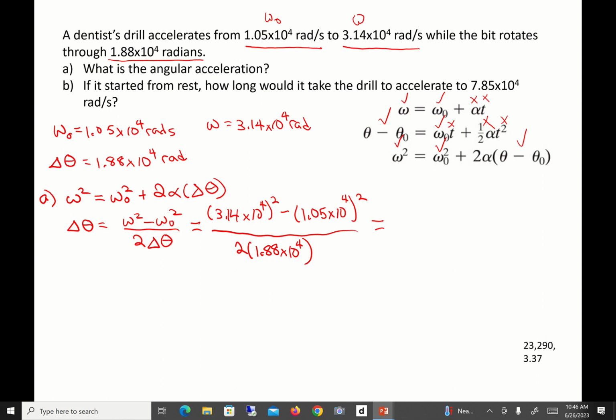All right, so plug all that into my calculator carefully, and I get a big number, 23,290. Sorry, that's not delta theta I'm solving for, that's alpha I'm solving for. So it should have had alpha over on the left-hand side. And I noticed that because I was going back to look at my units, and then I realized, no, hang on, I'm supposed to be solving for alpha. So units for alpha are radians per second squared. And let's see, how many significant figures do I need? So I got 3, 3, and 3. So I need to round it to 3 significant figures, 23,300 radians per second squared.